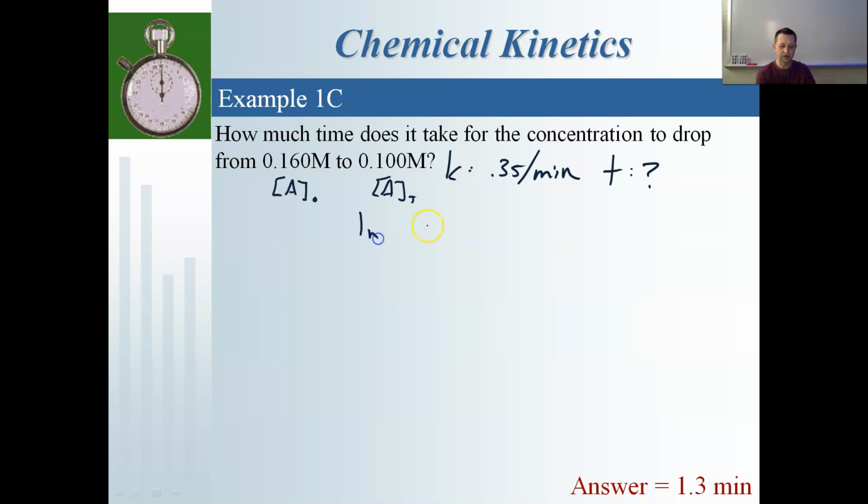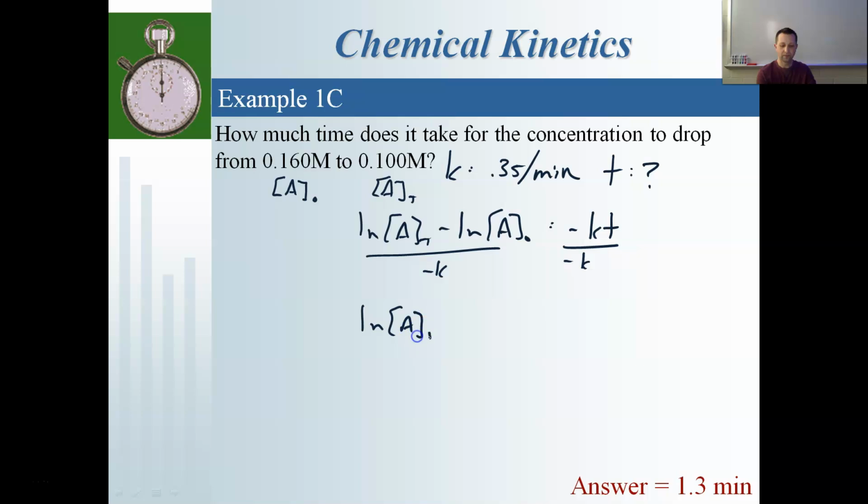So that is the natural log of A sub t minus natural log of A sub 0 equals negative kt. Let's solve for time, so divide both sides by negative k. And you end up with natural log of A sub t minus natural log A sub 0, over negative k, is your time.